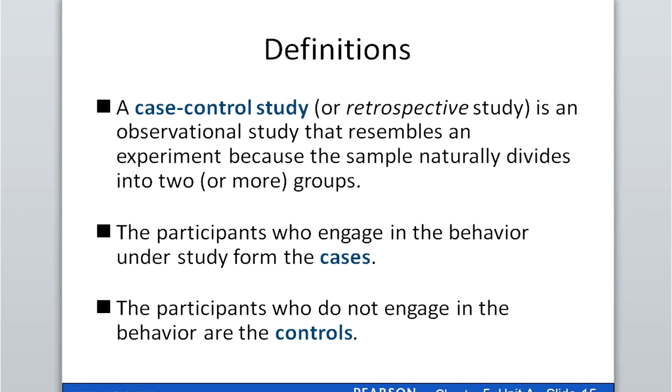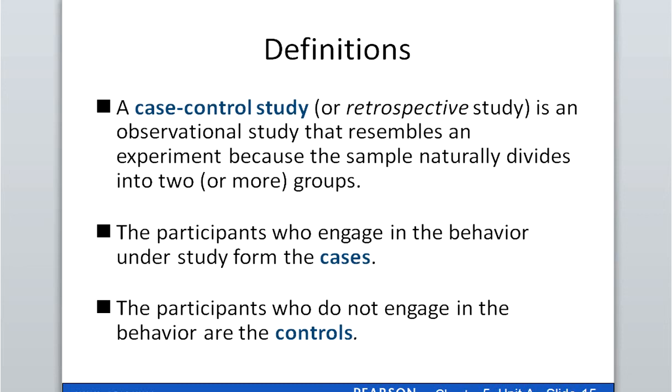Another type of study that we can do is a case-controlled study. And a case-control study is an observational study, but it kind of resembles an experiment because the people naturally divide themselves into groups. An example of this would be studying the effect of smoking on pregnancy. You wouldn't want to tell some people, oh, you're going to smoke, and other people, you're not going to smoke. You don't want to make somebody smoke or not smoke. Instead, what you would do is find some people that do smoke, that are smokers, and then find some other people that aren't smokers.